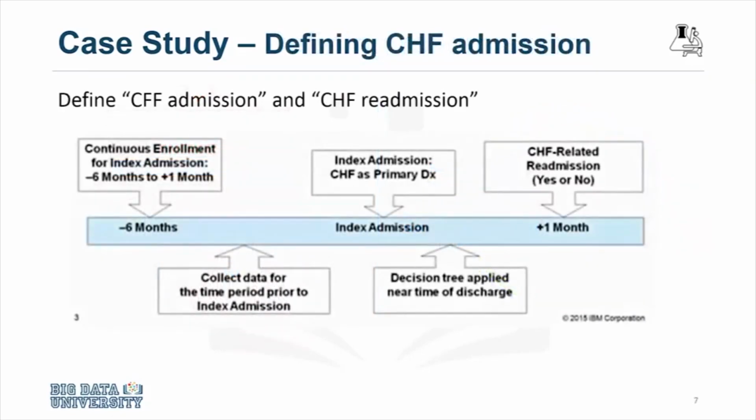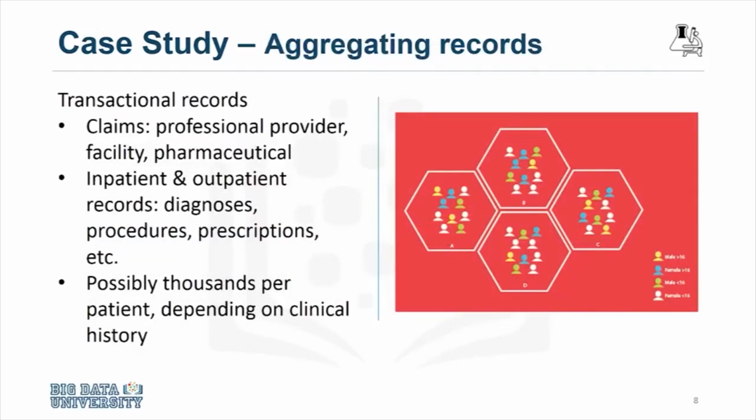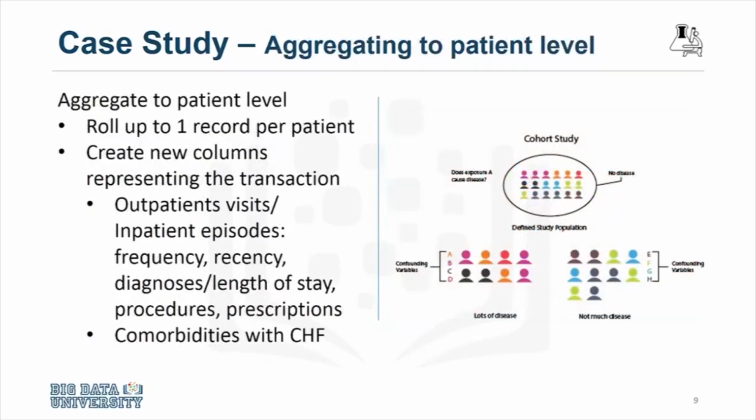Next, the records that were in transactional format were aggregated, meaning that the data included multiple records for each patient. Transactional records included professional provider facility claims submitted for physician, laboratory, hospital, and clinical services. Also included were records describing all the diagnoses, procedures, prescriptions, and other information about inpatients and outpatients. A given patient could easily have hundreds or even thousands of these records, depending on their clinical history. Then, all the transactional records were aggregated to the patient level, yielding a single record for each patient as required for the decision tree classification method that would be used for modeling.